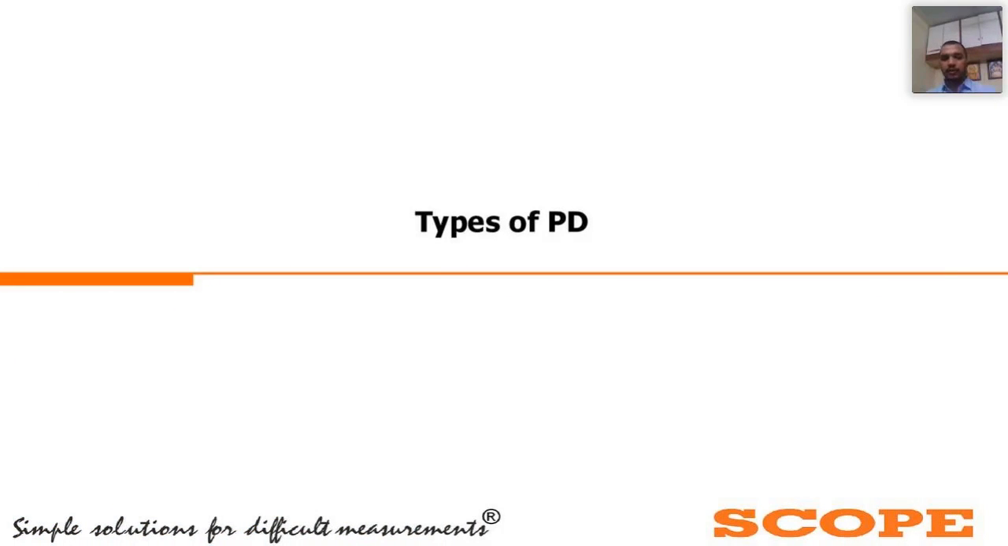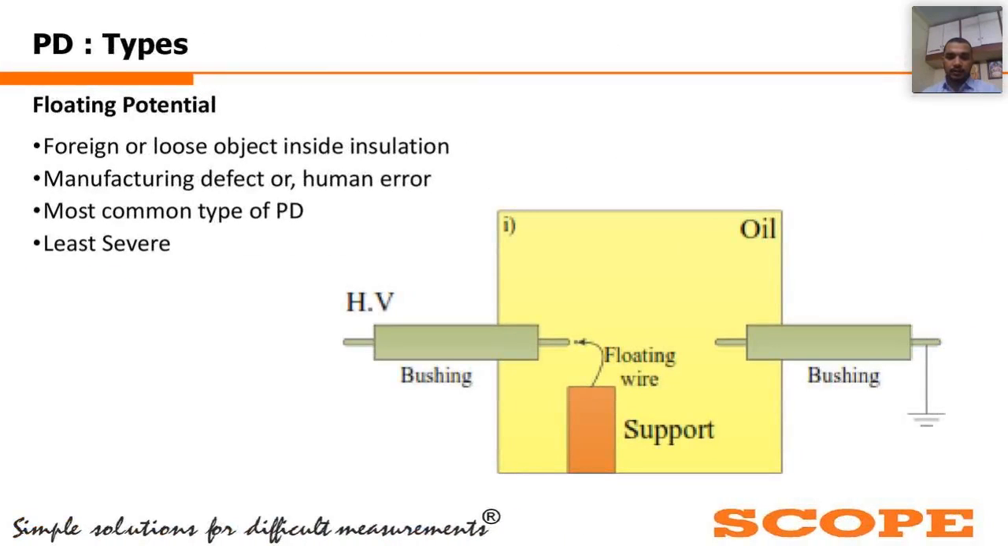Now we'll see what are the different kinds of partial discharges, or the different kinds of defects that we get to see, or what leads to partial discharges. The first one is floating potential. Floating potential is basically foreign or loose objects that are inside the insulation.